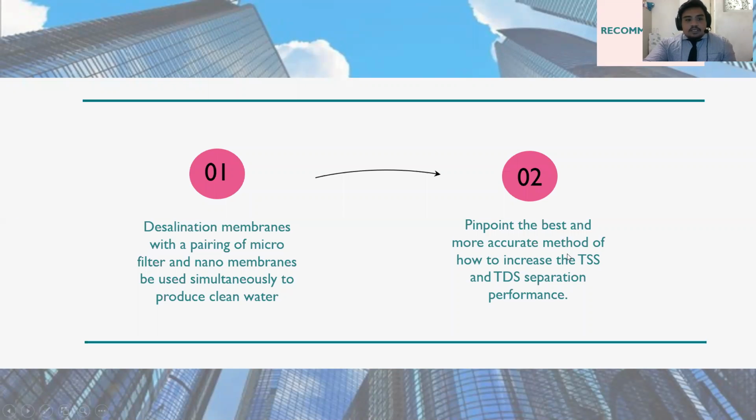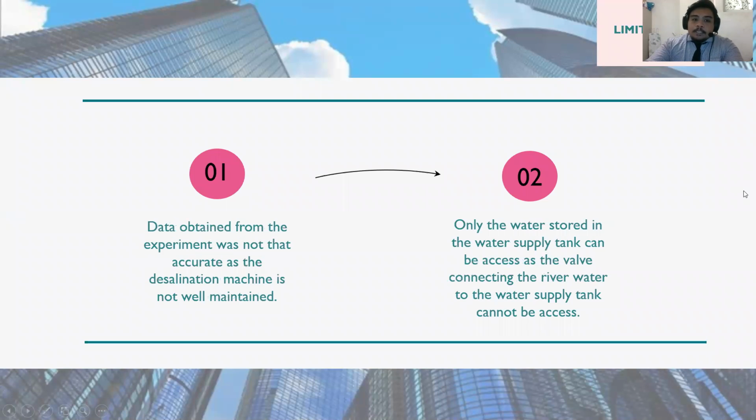Next is the recommendation. The first recommendation is for desalination membranes with a pairing of microfilter and nano membranes to be used simultaneously to produce clean water, as TSS and TDS residue in the water column is unsafe for daily consumption. The second recommendation is to pinpoint the best and more accurate method of how to increase the TSS and TDS separation performance. Next is the limitation part.